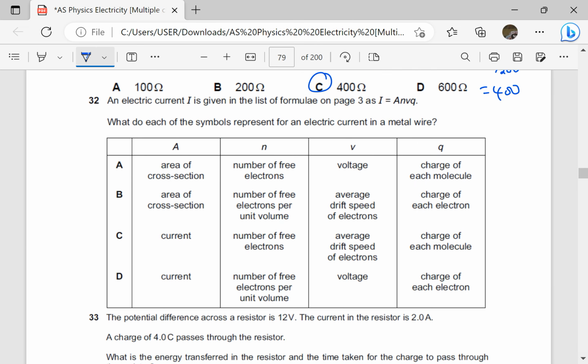An electric current I is given in the list of formulae on page 3 as I equals A n v Q, so we know that one. What do each of the symbols represent for an electric current in the ammeter? A is cross-sectional area, so this one is wrong. V is average drift speed, is not voltage. So this one is wrong. So we're remaining with only B. So the answer is B. Without wasting time, of course, Q is charge, v is average drift speed, n is number of free electrons, A is area of cross section.